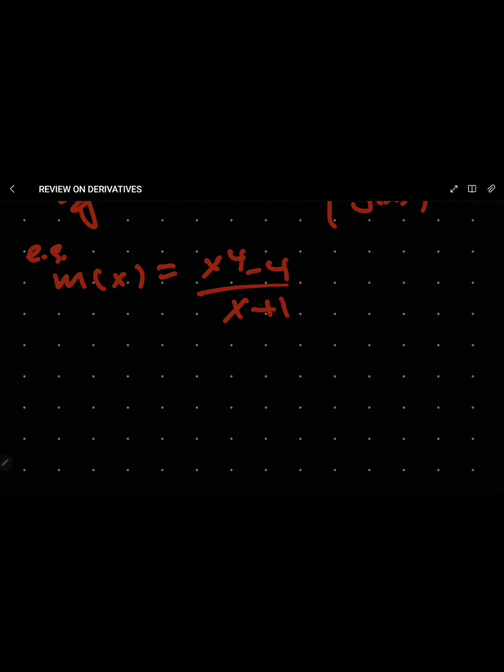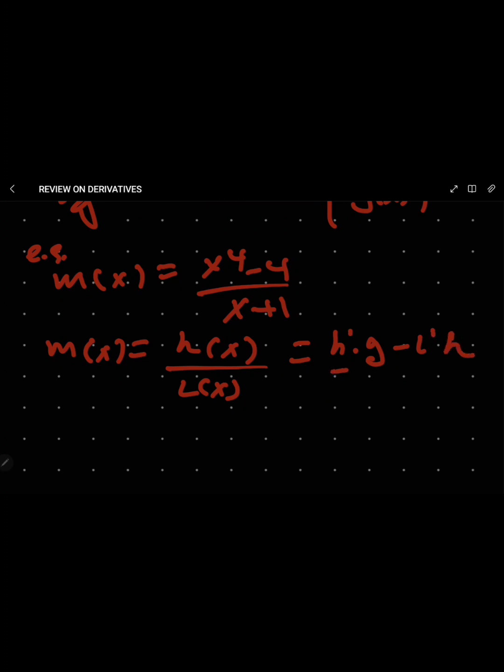You can check later. So you separate this as two functions. Meaning m of x is in the form h of x over another function L of x, any function. So how do you do the derivative of this? The formula is you do h derivative times L minus L derivative times h, over L squared. That's it. So what is the derivative of this?